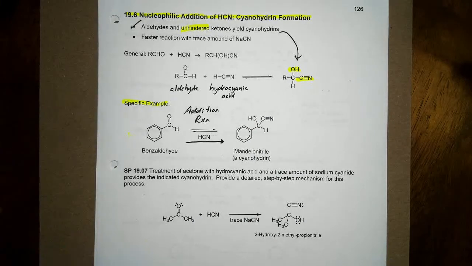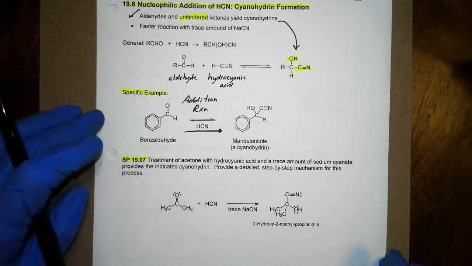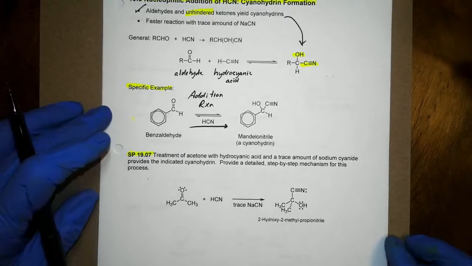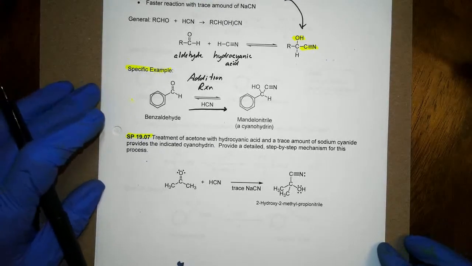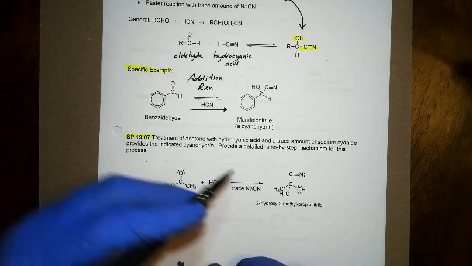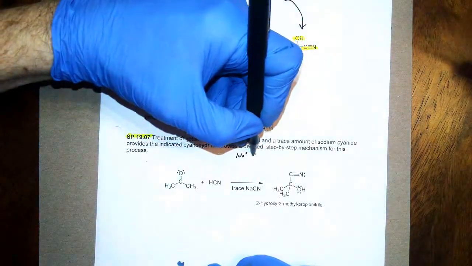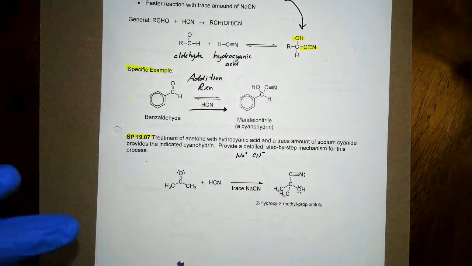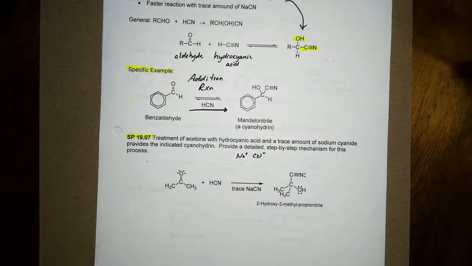Now, none of this would be complete if we don't look at a mechanism, okay? So it says treatment of acetone with hydrocyanic acid and a trace amount of sodium cyanide provides the indicated cyanohydrin. Generally, having a little bit of that in there kickstarts it. Let me just write out why that might be the case. You have sodium cation, you have cyanide anion, all right? And a little bit of that will help kickstart and force that equilibrium to the right. But we don't need that to solve our mechanism. We just need to understand how the mechanism works.